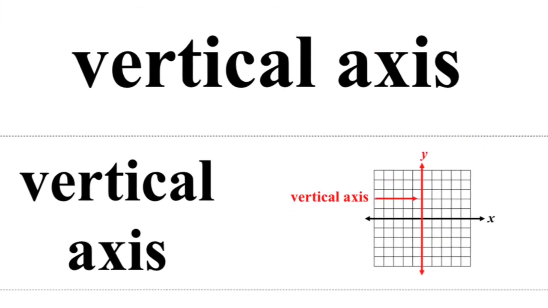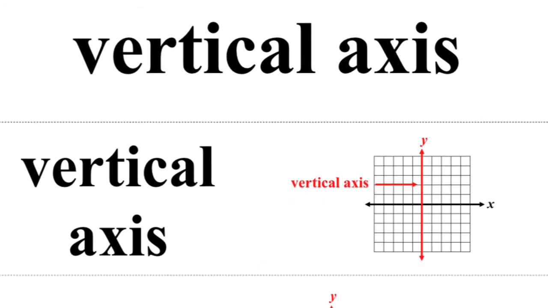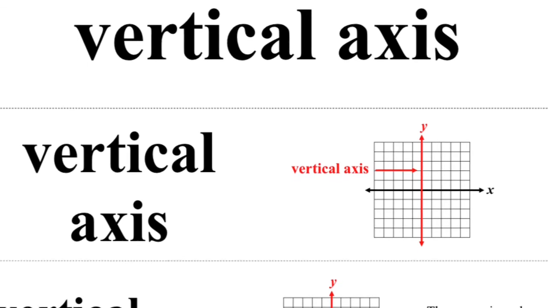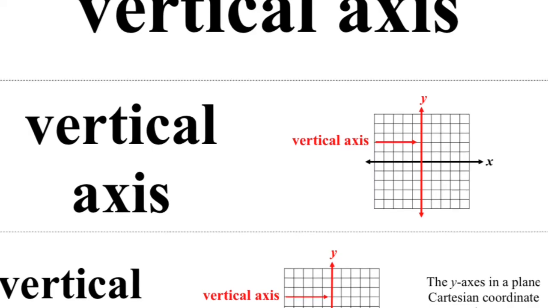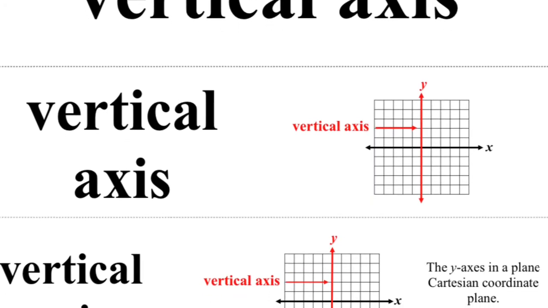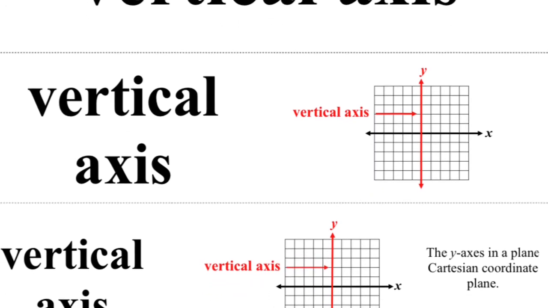A vertical axis is a line that goes straight up and down. On a coordinate plane, the vertical axis is the y-axis. The horizontal axis on a coordinate plane would be the x-axis that goes left to right.